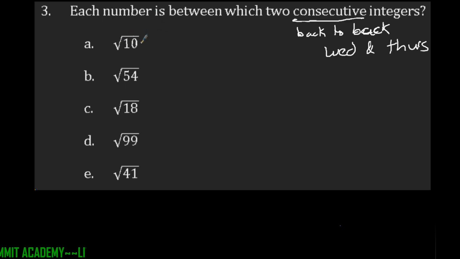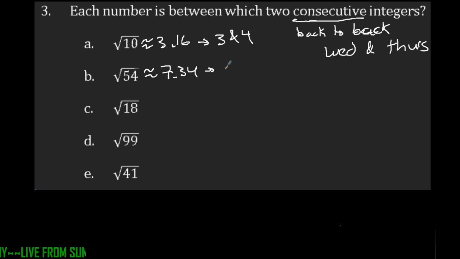So we actually already did that in number 10. We said that was approximately 3.16, and if I'm looking for those two consecutive integers, I have to have back-to-back numbers. So I'm going to say the pair of numbers that it's between is going to be 3 and 4. So I'll give you one more. If this is approximately 7.34, I know that the two numbers that it's between are 7 and 8.